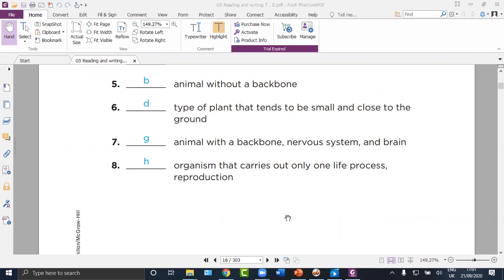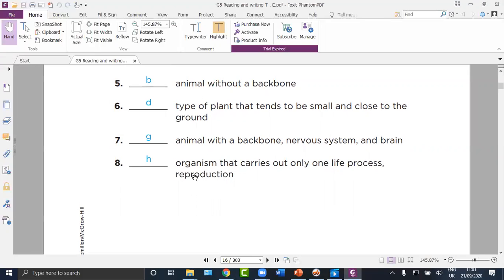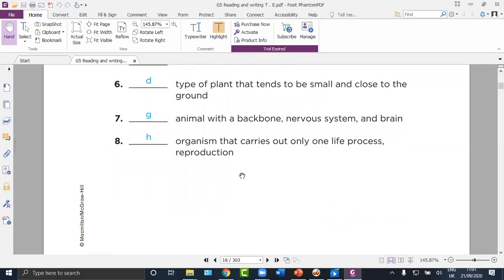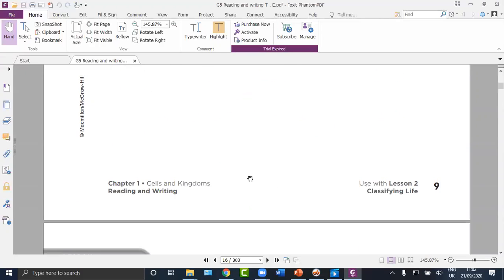Abdullah Muhammad. Number 7. An animal with a backbone, nervous system, and brain. Vertebrate. You will see vertebrate. Excellent. Number 8. Organisms that carry out only one life process, reproduction. Virus. Yes, excellent.